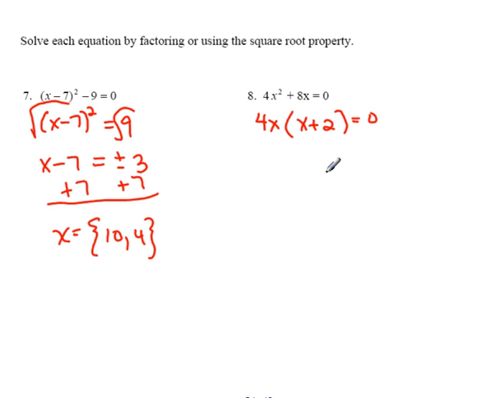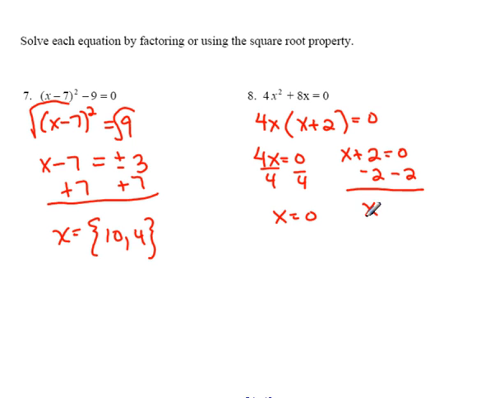It is now factored, so set each factor to 0 and solve. This one you divide by 4, so one of your answers is 0, and this factor you subtract 2. Your other answer is negative 2. Make sure to put your answer in set notation.